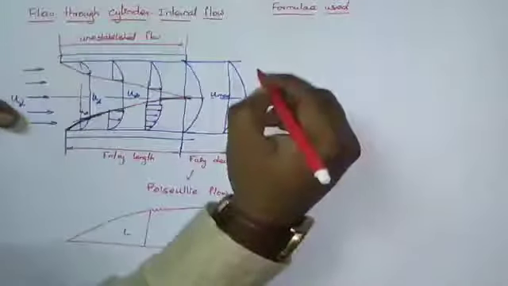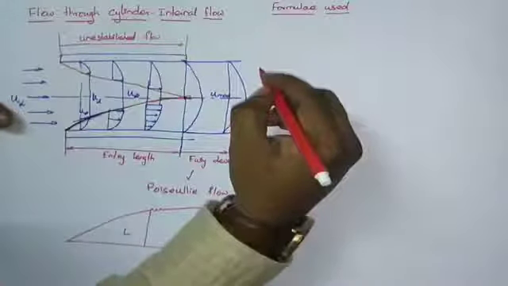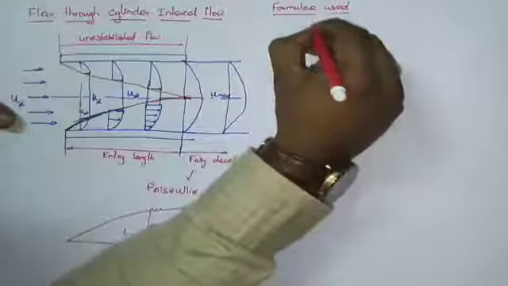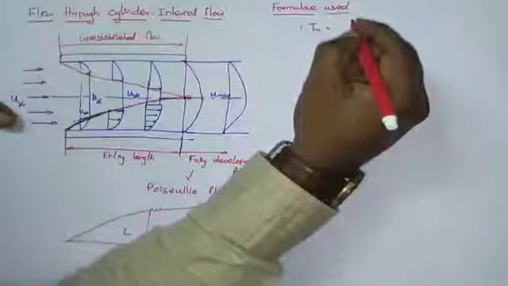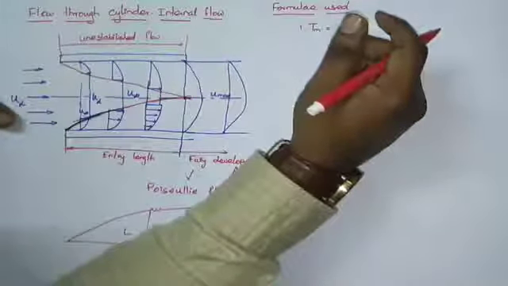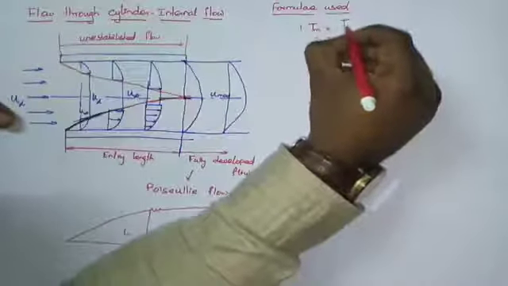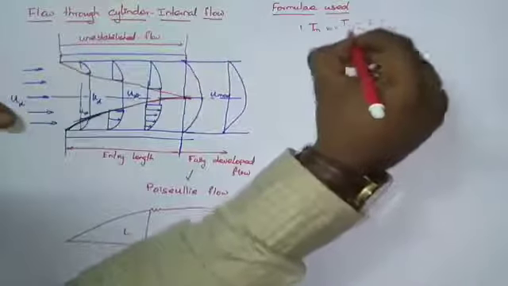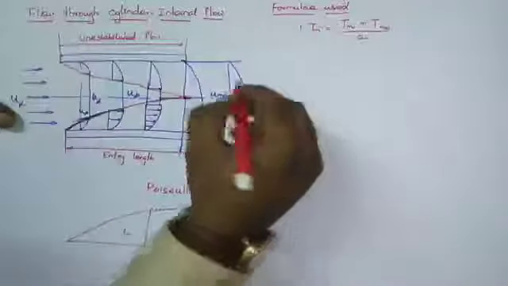Now I will give you the formulas which are going to be useful in solving problems on internal flow, right? So the first formula is T mean temperature. In the external flow over a plate, we found the film temperature. Here we are going to find the T mean temperature, which is equal to T mean input temperature plus T mean outlet temperature divided by 2. These two temperatures will usually be given in the problem itself.